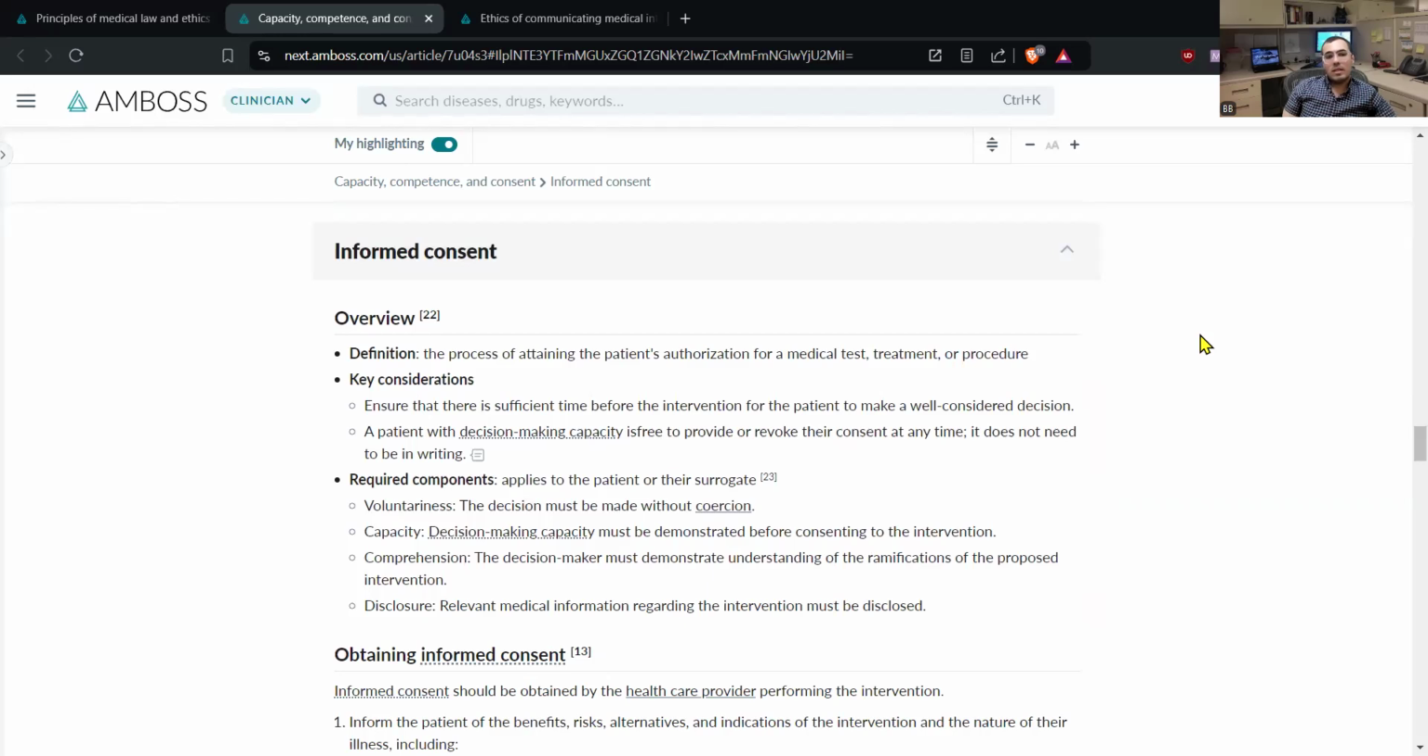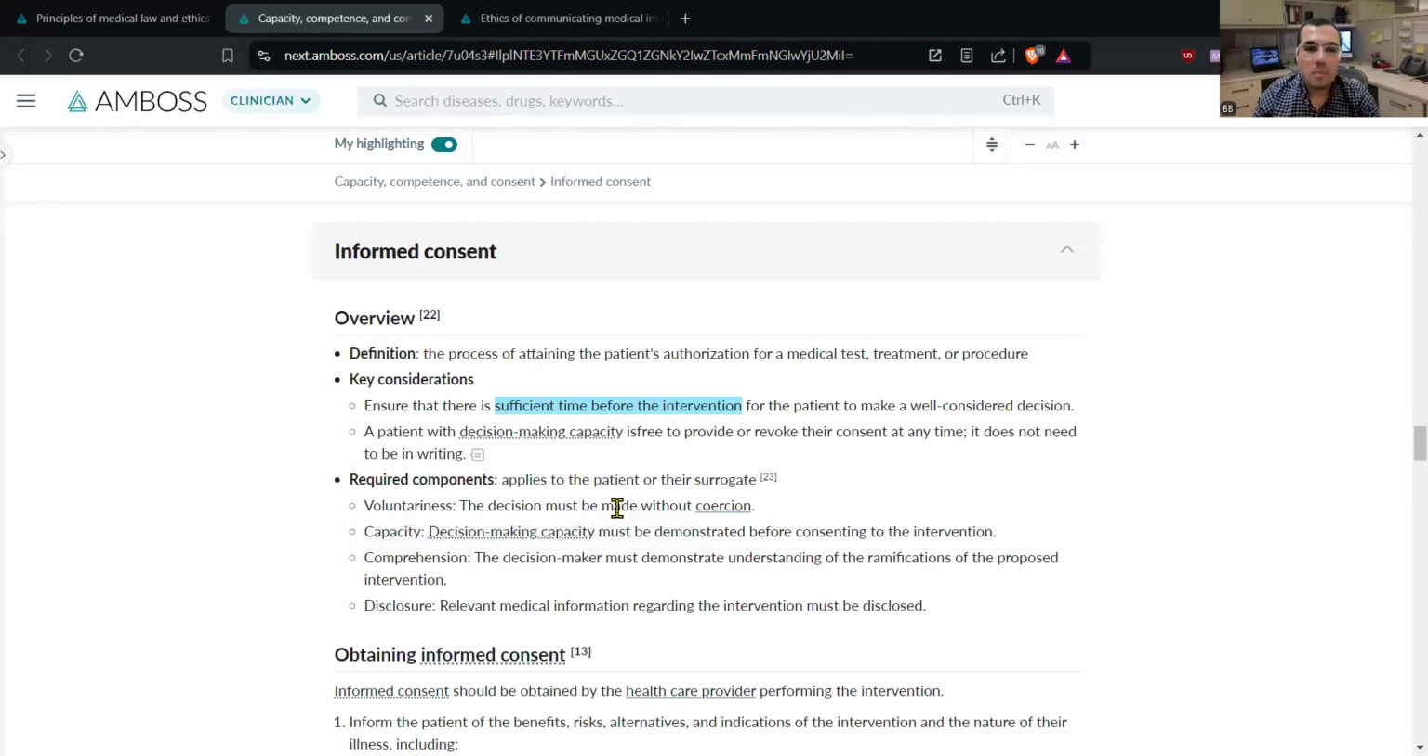What is informed consent? It is the process of obtaining the patient's authorization for a medical test, treatment, or procedure. This is very important, not only in the United States, but I think there is no medical procedure in the whole world that can be conducted without informed consent. The key consideration is to ensure that there is sufficient time before the intervention. We usually do it for elective procedures, like when the patient needs a hernia procedure, for the patient to make a well-considered decision. A patient with decision-making capacity is free to provide or revoke their consent at any time. It does not have to be in writing, okay? This even applies during a procedure, as we already said.